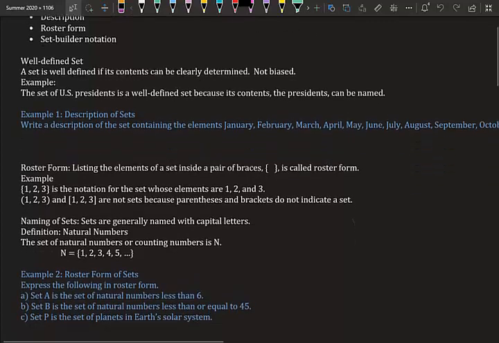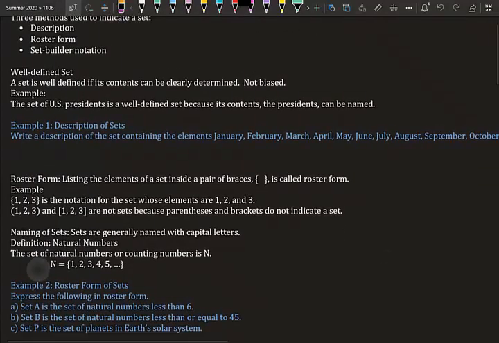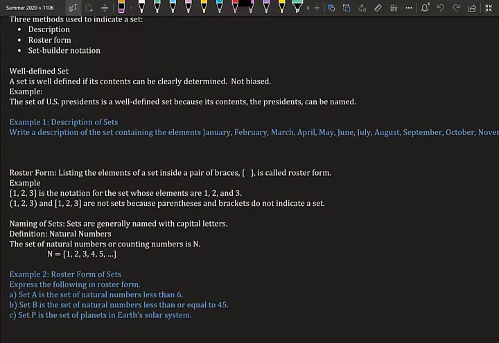So, moving on. Description of sets. Let's write a description of a set containing the elements January, February, March, April, May, June, July, August, November, December. I forgot October, but you get it, right? What would we call those? Those are the months, right? So we would say the set is the months of the year. The new word we have to say is "the set," because it's asking for a description of the set. So the set is the months of the year.